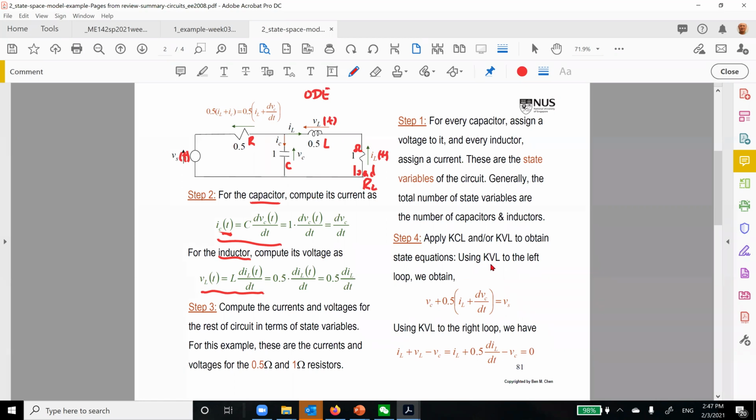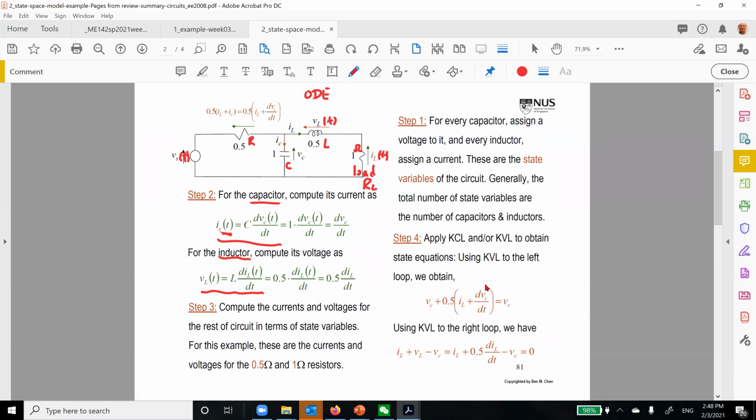And for the KVL on the left loop, KVL means VS equals this voltage plus this voltage. So it's VC, and this is 0.5 times the current. Well, the current has two parts: the voltage here is C dVc/dt, this is this current, and this one is from IL. Add together, they will be this one. But remember, we are using a different notation here. Be careful.